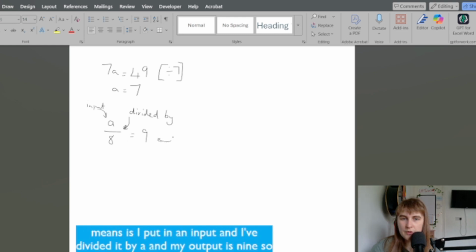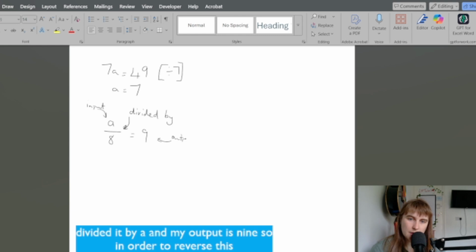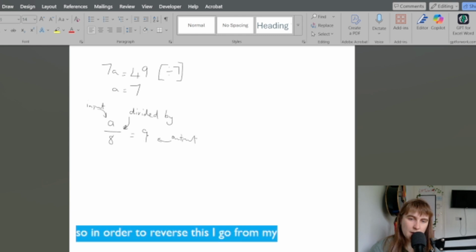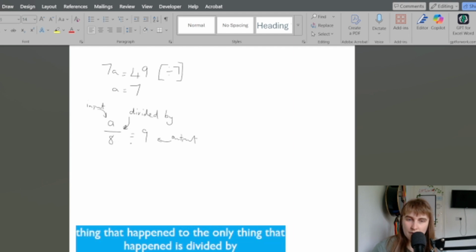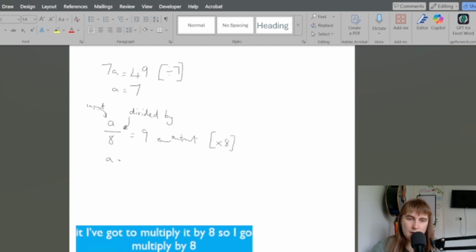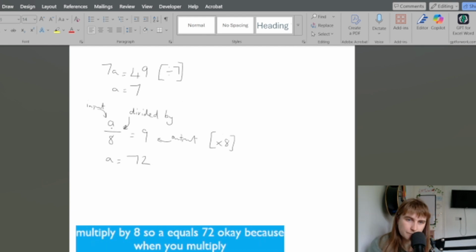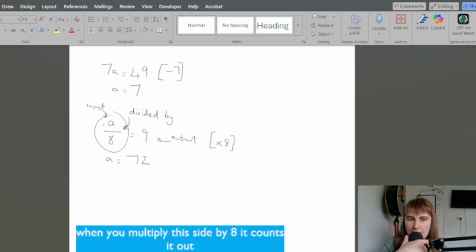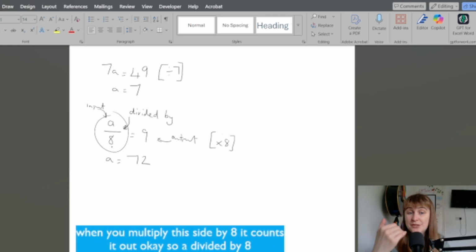So in order to reverse this, I go from my output, I look at the first thing that happened, or the only thing that happened, which is divided by 8, so I reverse it. I've got to multiply it by 8, so A equals 72, okay? Because when you multiply this side by 8, it cancels it out. So A divided by 8 multiplied by 8 is just A.